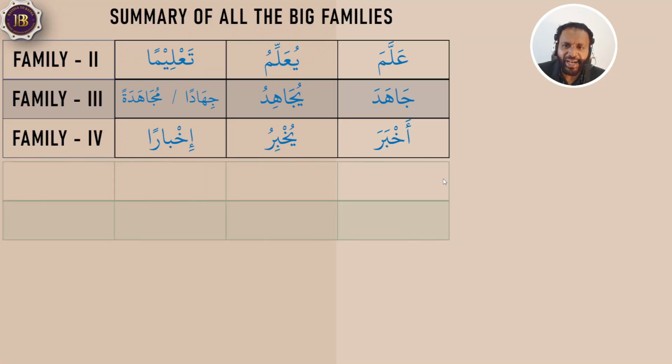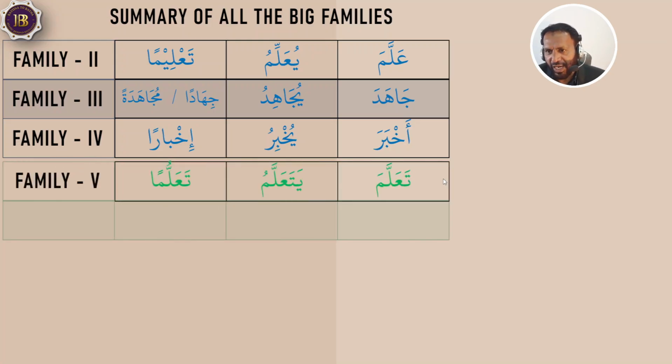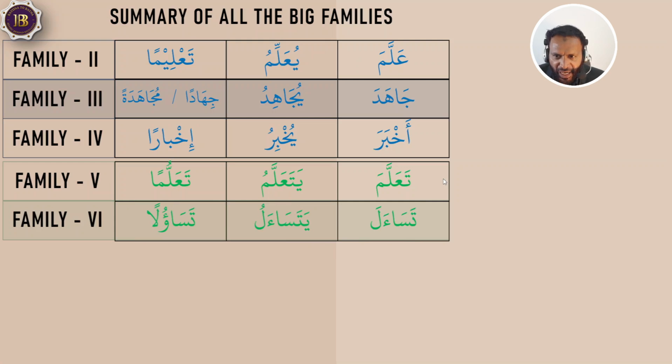Then we club together the next two, which are family number 5, Ta'allama yata'allamu ta'alluman, and family number 6, Tasa'ala yatasa'alu tasa'ulan. Tasa'ala, you should know how this word came, I already taught you. These two are clubbed together because they are the families that start with ta.